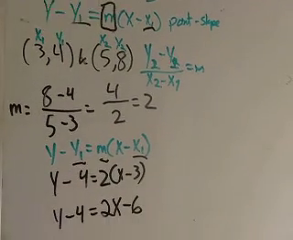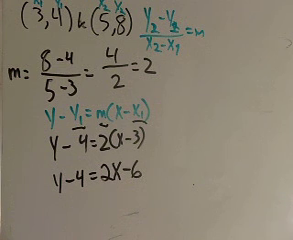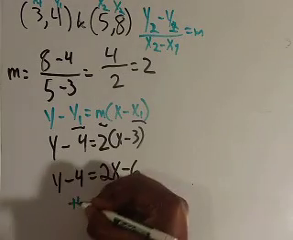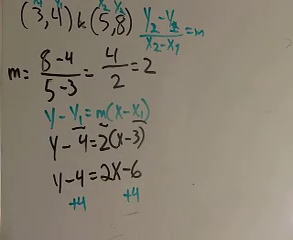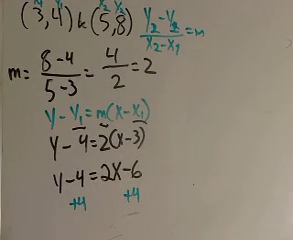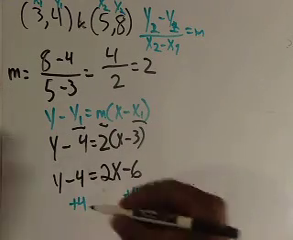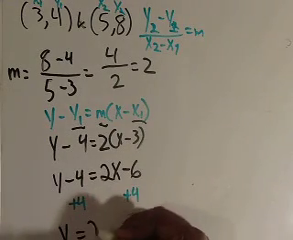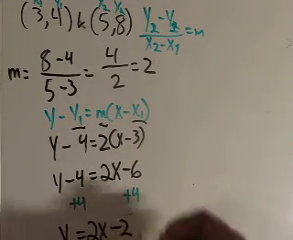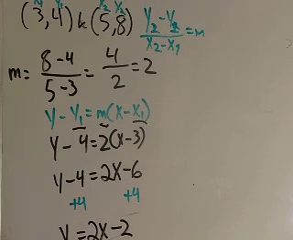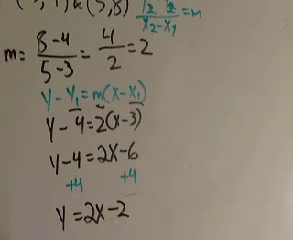And then I want to get my y by itself, so I add 4 to both sides. That gives me y is equal to 2x, and then what is negative 6 plus 4? That's minus 2. So y is equal to 2x minus 2.